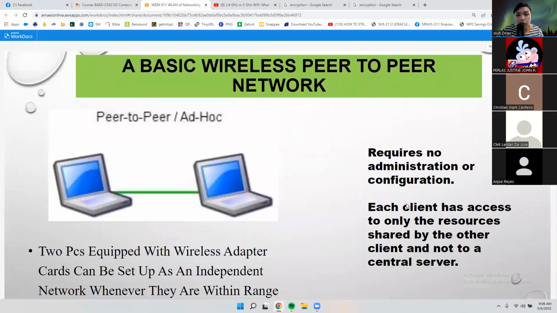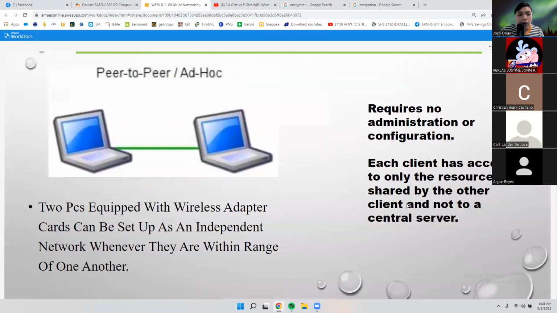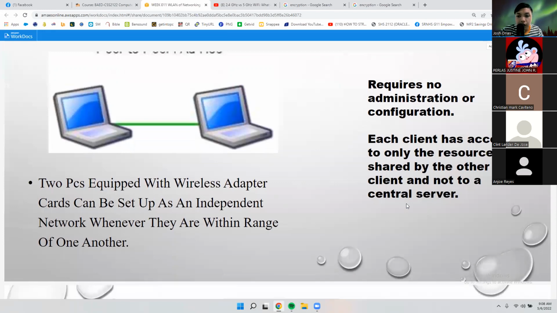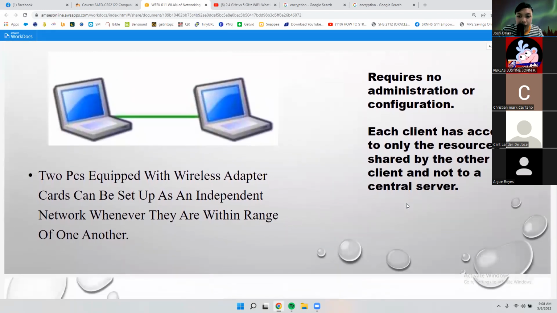So let's go to the peer-to-peer network. In a peer-to-peer network, there are two PCs with a wireless adapter. These are independent networks that are within range of one another. So dito, wala namang kailangan na admin or configuration. Okay? It has access to only the resources shared by the other client and not to the central server.